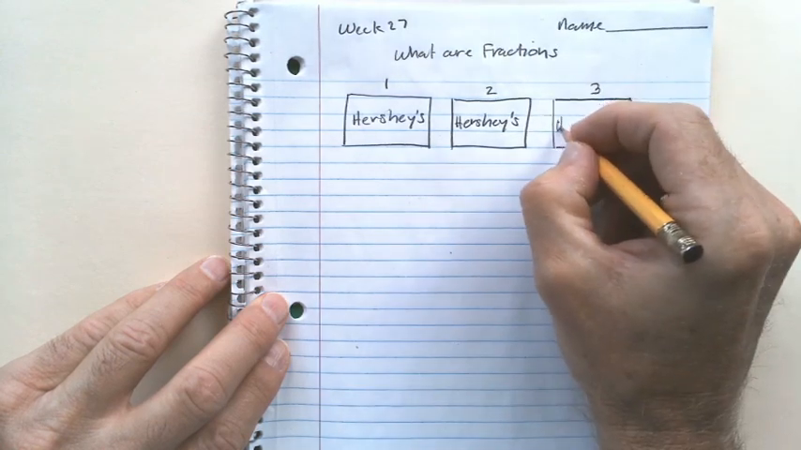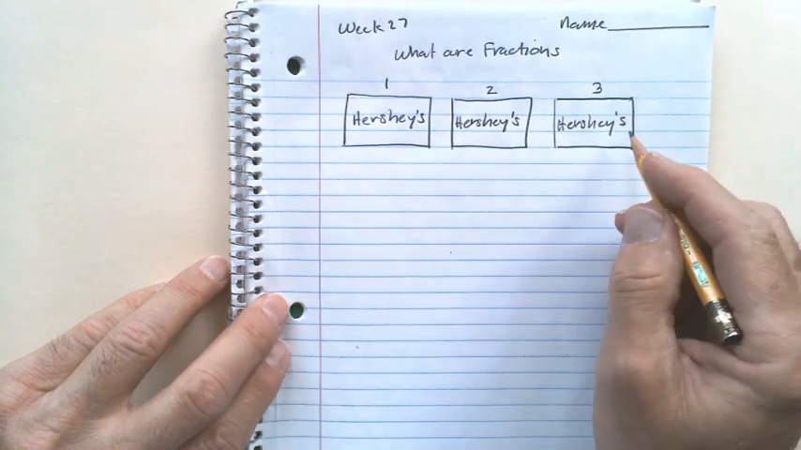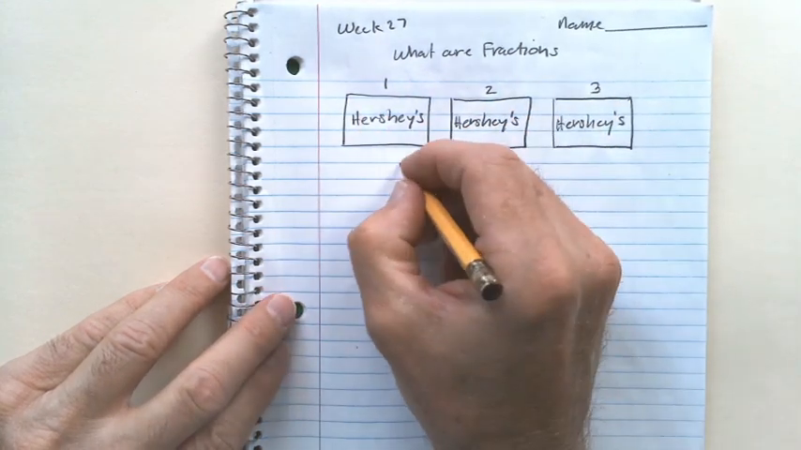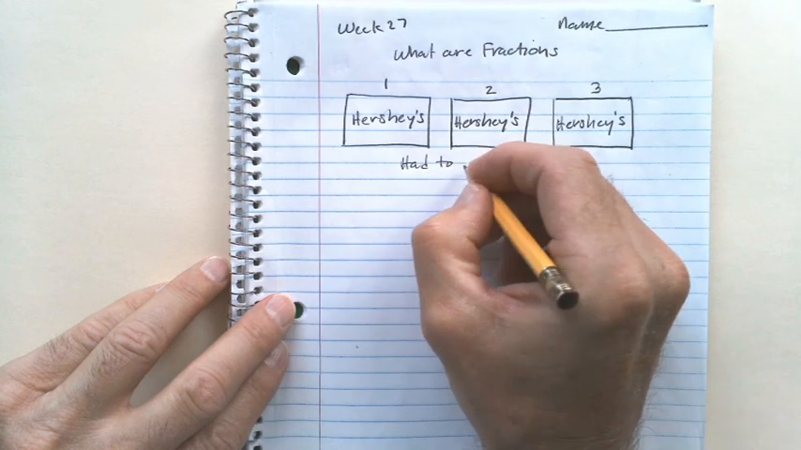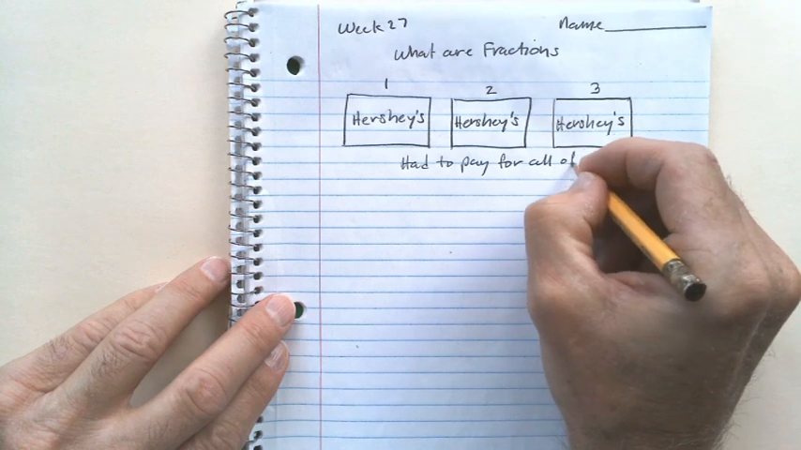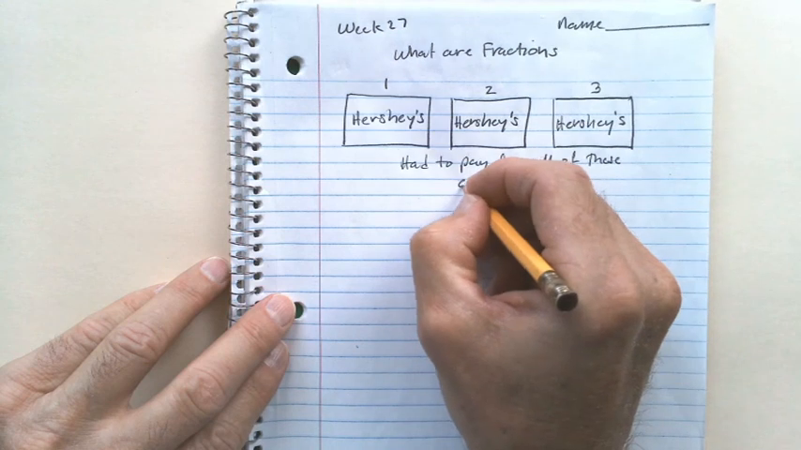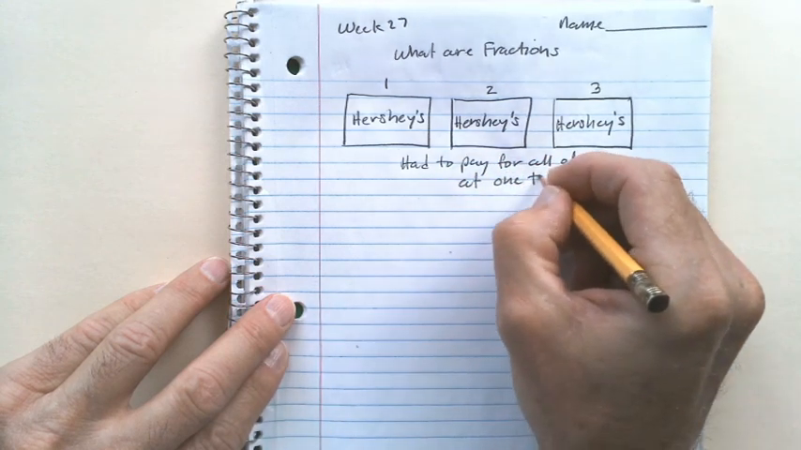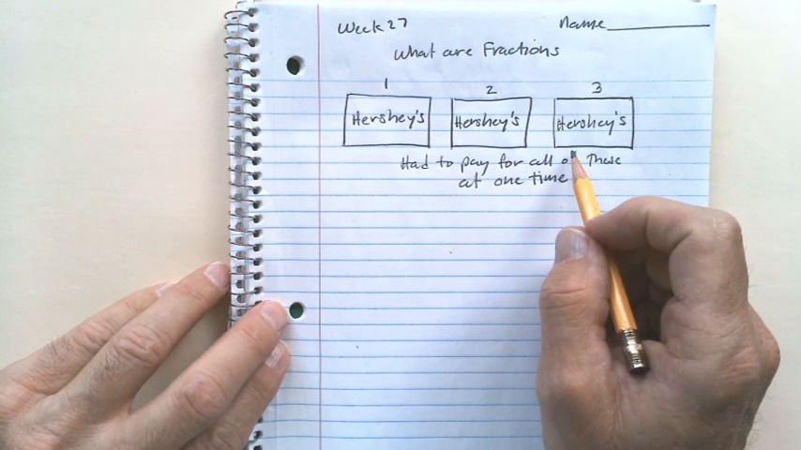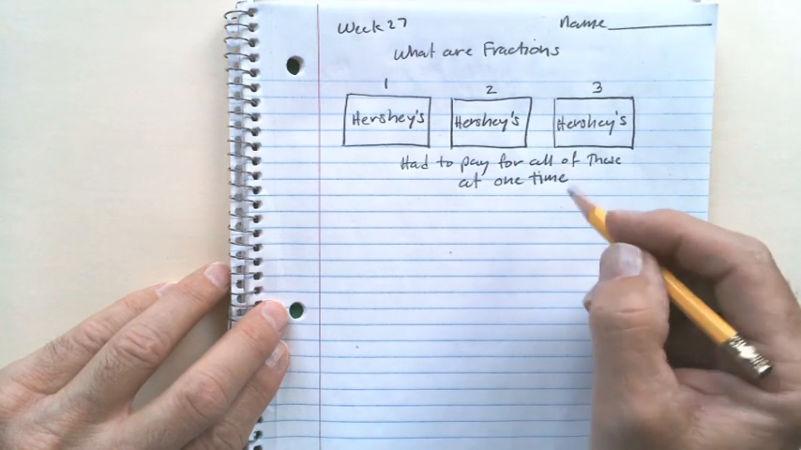Let's say this is another Hershey bar. Okay, so that's three Hershey bars that we have, and we had to pay for all of these at one time. In other words, when you went to purchase these, you commonly set all three of these on the counter, and that's what they charged you for.